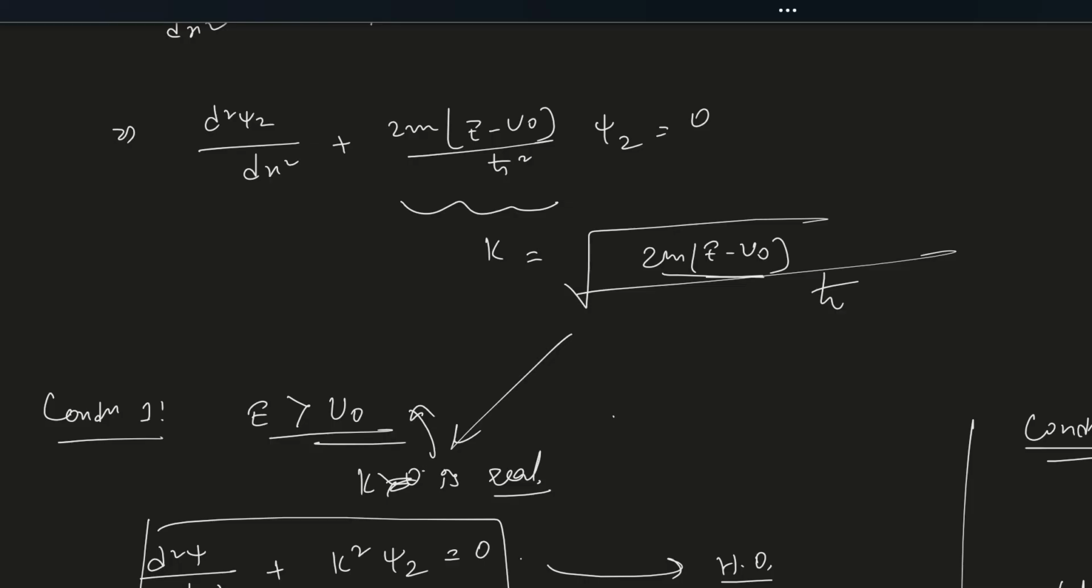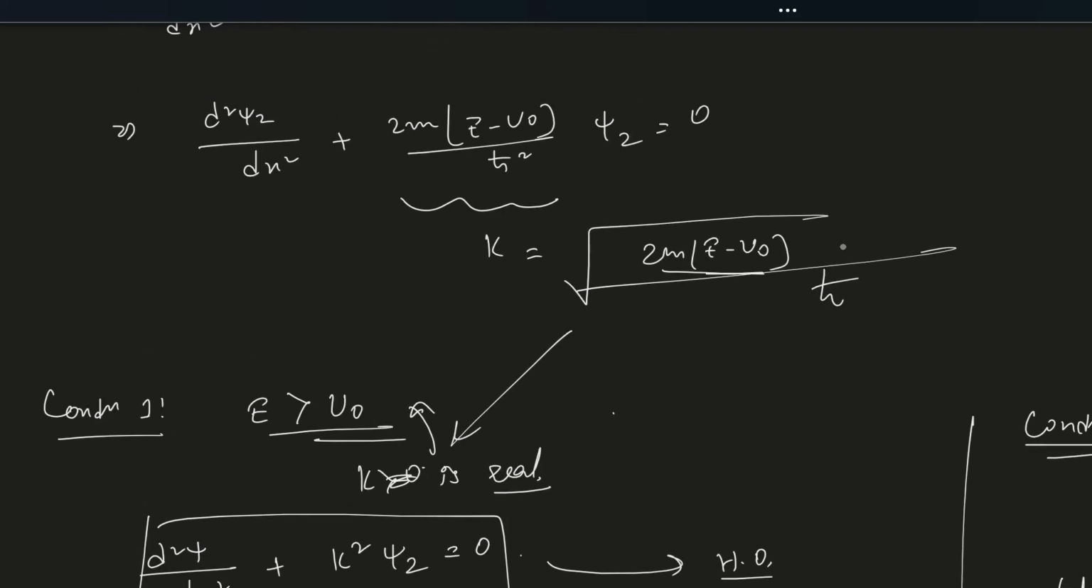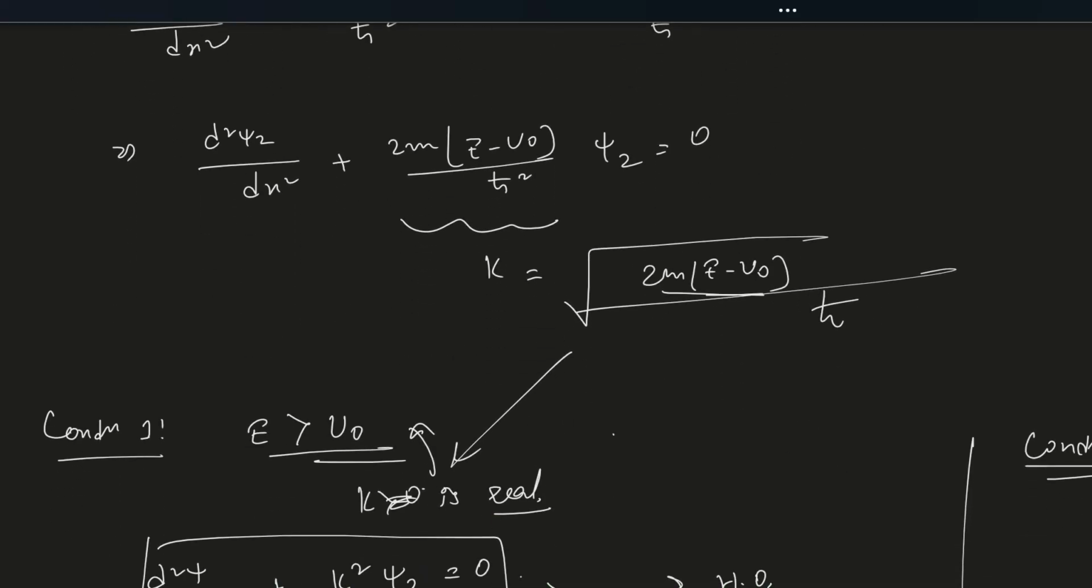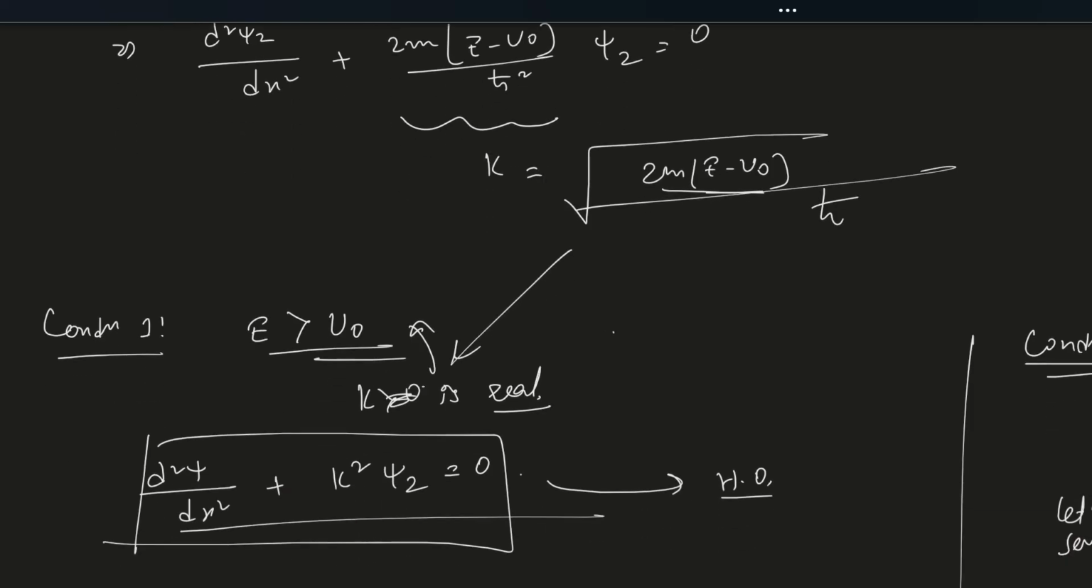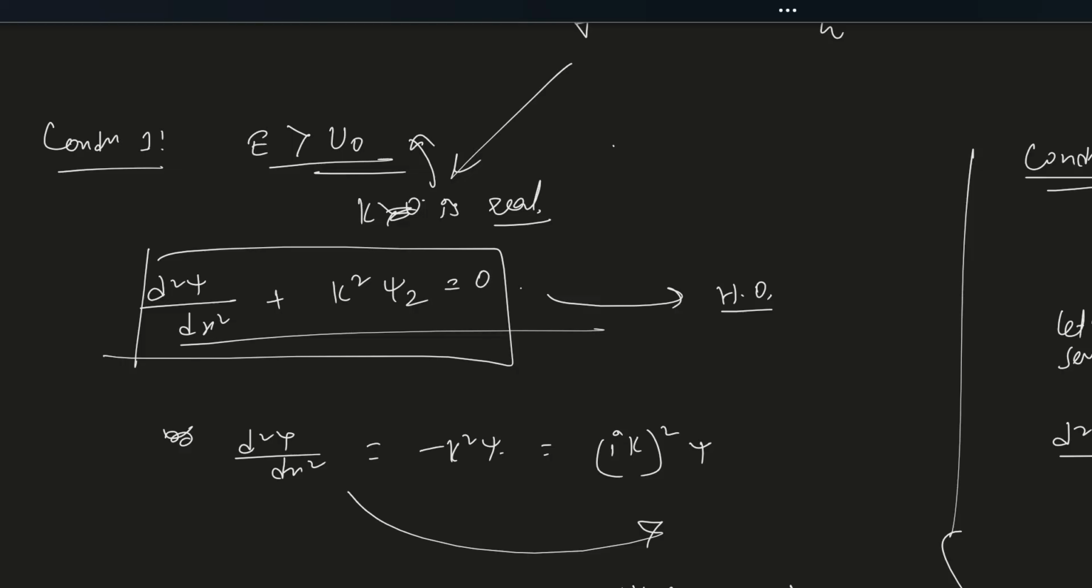and k prime is real here again because this U naught is greater than E, so k prime is real, but in this case this comes to the other side of the minus equal to sign. So this is d2 psi 2 dx2 equal to, this is basically minus of that, so it is simply k prime squared psi 2. So instead of minus k squared you have k prime squared, so basically psi 2 x equal to a3 e to the power of k prime x plus a4 e to the power of minus k prime x.